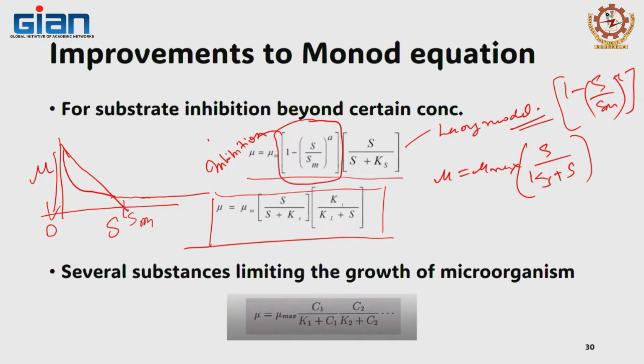The asymptotic relationship between mu and S is represented by equation 2. If this is your equation 1, that one is only valid if you are aware or if you are given the value of the substrate concentration that will inhibit your growth, or your mu will become 0. Now, if multiple substrates are present, an upgraded version of the same model would be used.